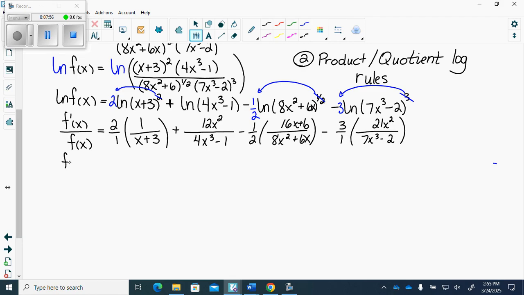So we're going to get f prime of x over f of x equals 2 over x plus 3 plus, now some people think they can cancel things off here. This is 4x minus 3. This is a binomial. The top is a monomial. You cannot cross monomials off with binomials. You guys do some illegal cancellations all the time. Nothing can happen here. That's as good as it gets. 12x squared over 4x cubed minus 1.